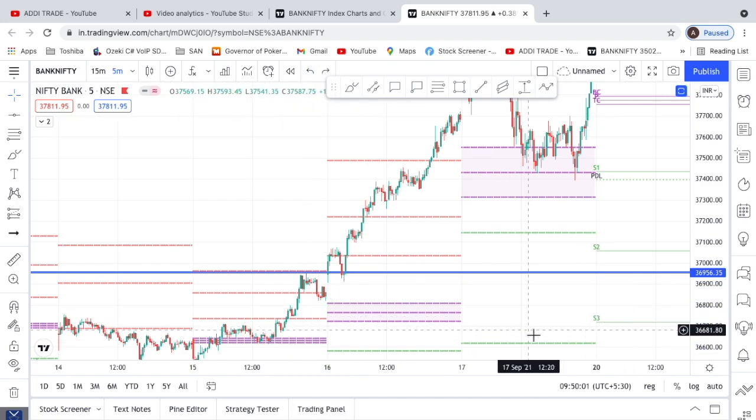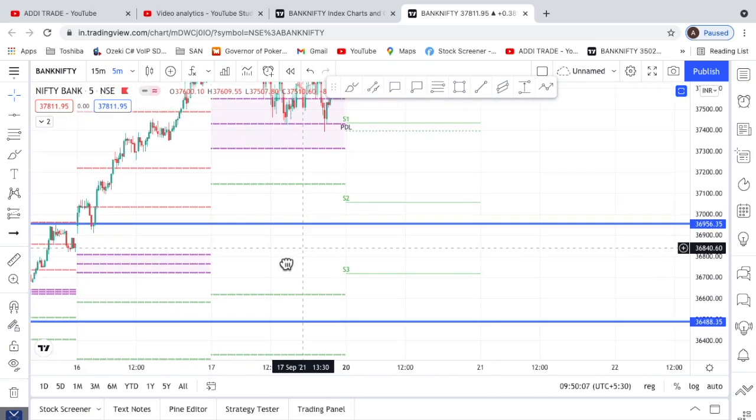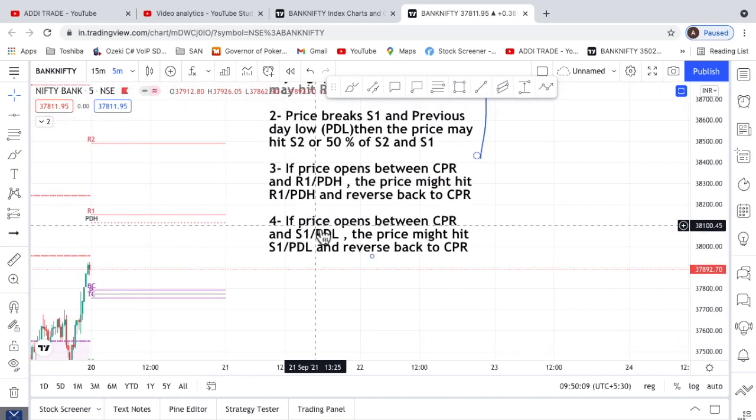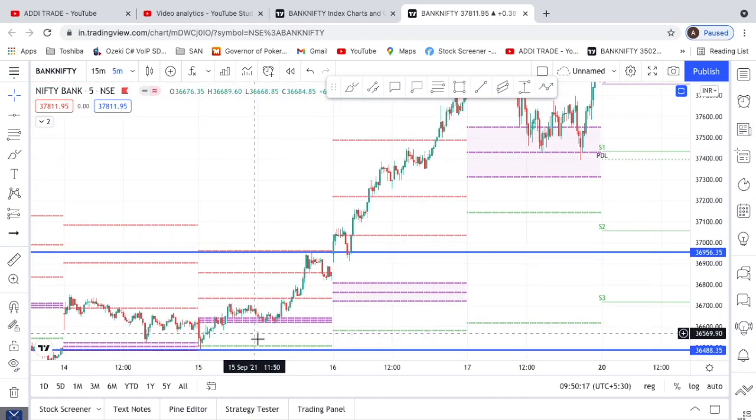Now this day, 15 September, is a beautiful example of the fourth point. What is the fourth point? If the price opens between CPR and S1, previous day low, then the price may hit S1 previous day low and reverse back to the CPR. This is a beautiful example for that.